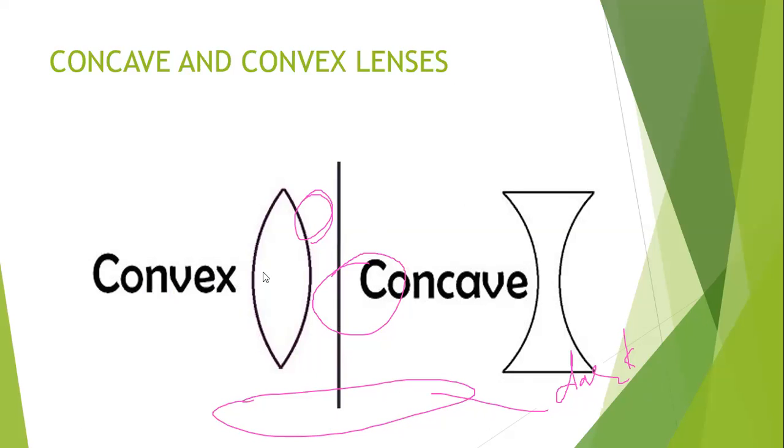Shape of the convex lens is like this, thinner at the edges and thick from the center. In a concave lens, the lens is thicker at the edges and thin in the middle.